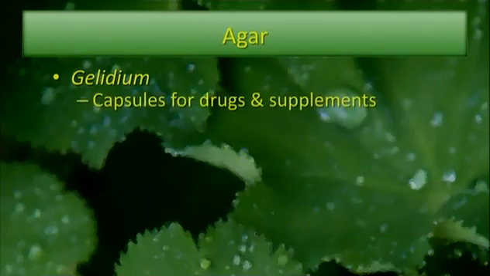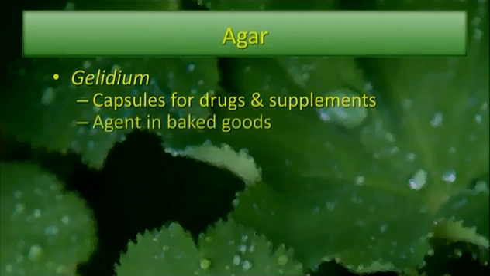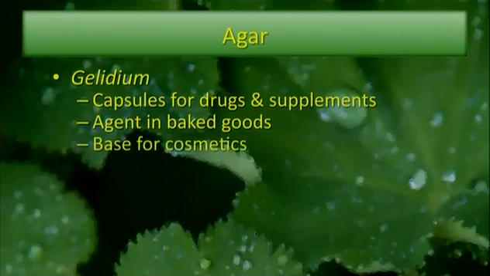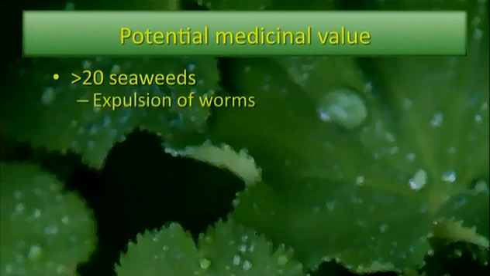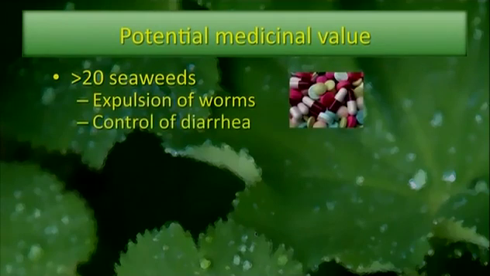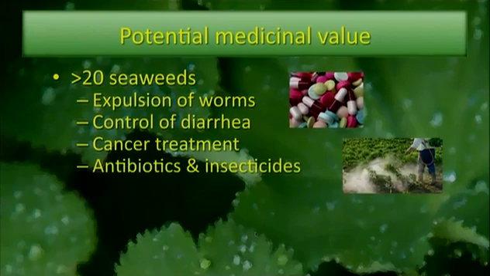They're used for capsules, for drugs and supplements and vitamins. It's used in baked goods to retain moistness because agar is gelatinous, so it helps keep cakes moist, and is used as a base for cosmetics. The thing too is it has potential medicinal value. There are more than 20 seaweeds that are used to get rid of worms, to control diarrhea, that are used as cancer treatments, and that can be used for antibiotics and insecticides.